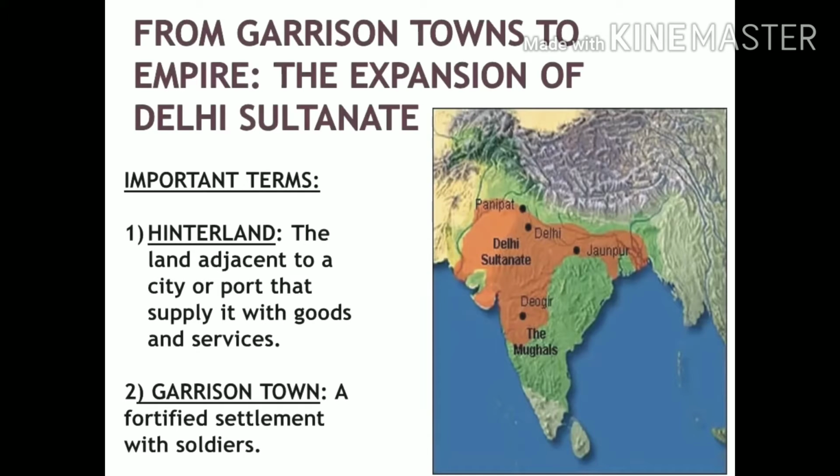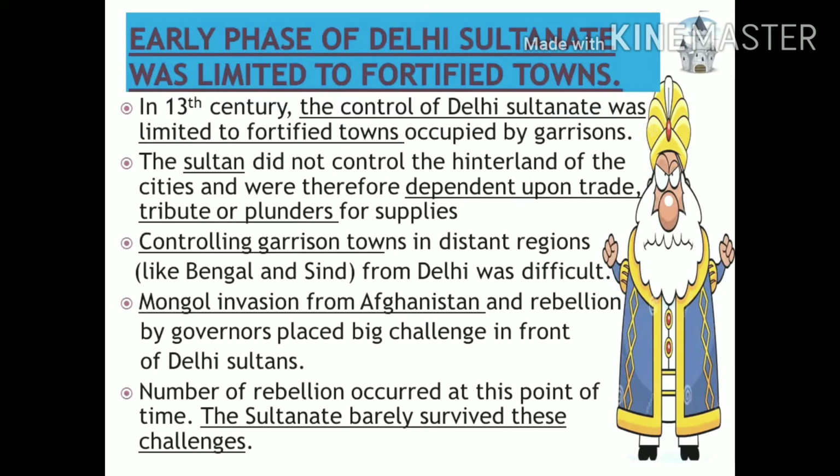The next term is garrison town, which means a fortified settlement with soldiers. In simple words, a fort that has been secured with soldiers. During the initial years of Delhi Sultans, the control of the Delhi Sultanate was limited to fortified towns occupied by garrisons. That is, initially the Delhi Sultans were limited to their forts and controlled a little area around them, and all this area was heavily protected by garrisons, meaning the soldiers.